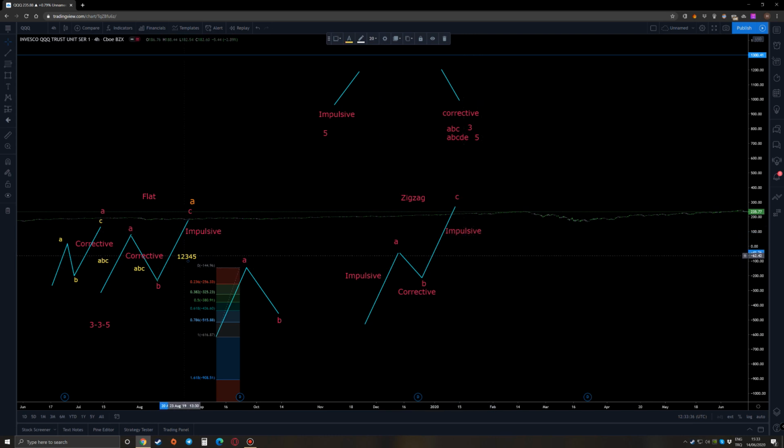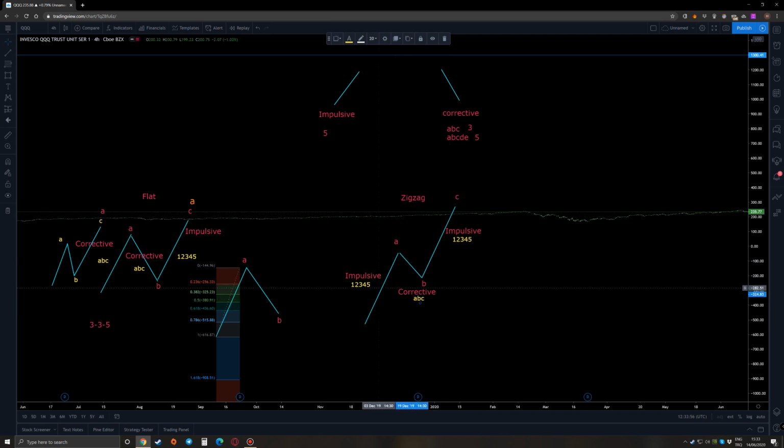So one lower degree, you need 1, 2, 3, 4, 5 here. You need 1, 2, 3, 4, 5 here, wave C too. But for the B wave you need ABC. Actually, whenever you see a B wave, it has to be a corrective wave. Okay.